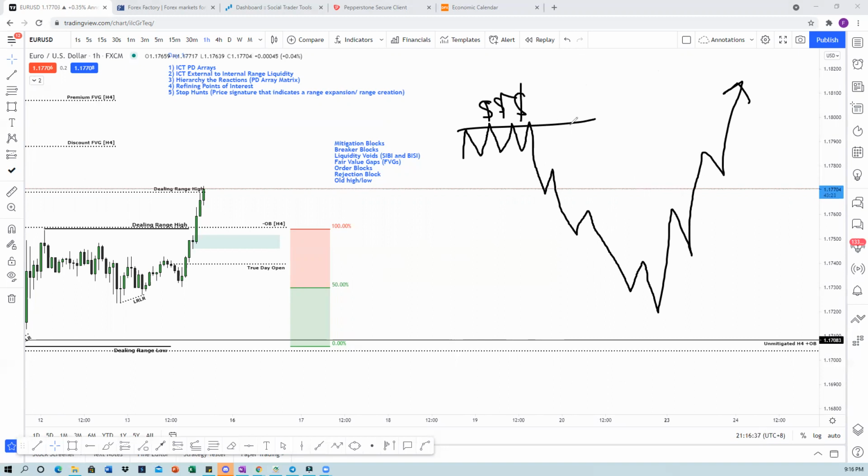So what does this look like? Anyone? What does this look like? Yes, market maker buy model, right? So what that essentially means is, here is your point of reversal. Here is how you can get in on that reversal using a breaker.